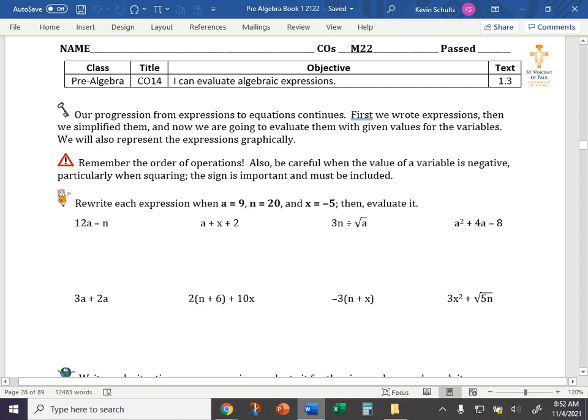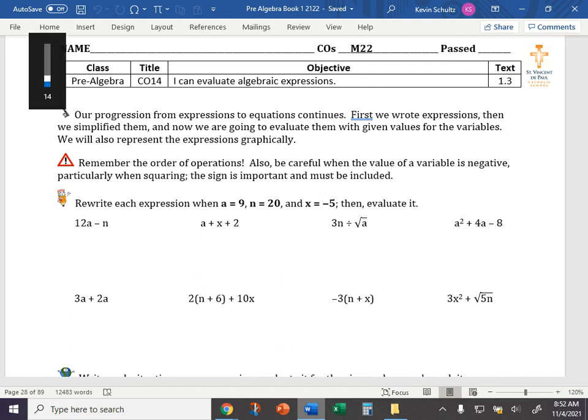Howdy and good day, pre-algebra. I apologize for there being no beeps. My volume was turned down, so let's turn that up. So there we go. Okay.